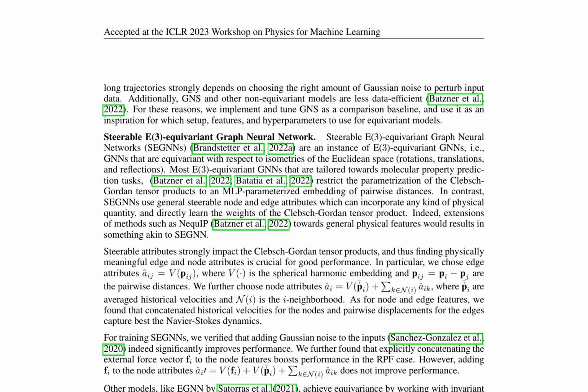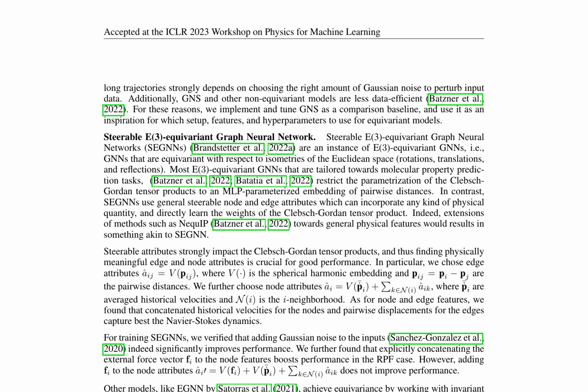The steerable E3 equivariant graph neural network, SEGNN, is a machine learning model designed to predict fluid dynamics. It's an instance of E3 equivariant GNNs, which are tailored towards molecular property prediction tasks and incorporate general steerable node and edge attributes. These attributes can represent any physical quantity, directly learning the weights of the Clebsch-Gordan tensor product.